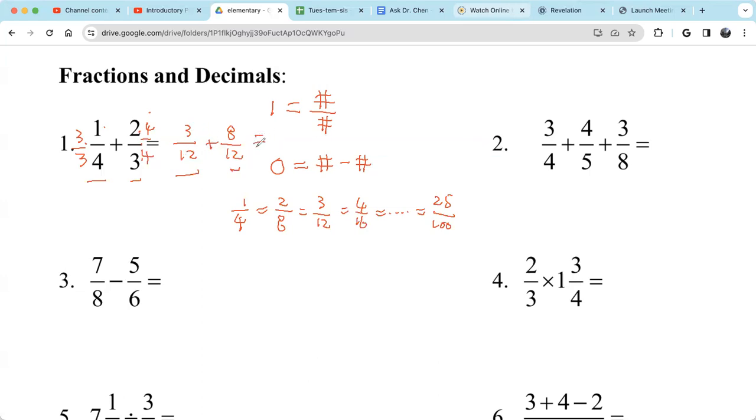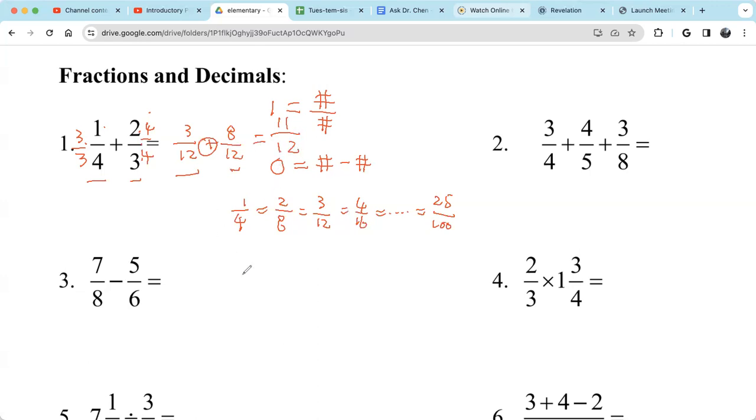3 plus 8, because once I have a common denominator, the operation is only for the numerators. So I don't change the denominator. The denominator stays 12. I don't add the denominators. Once I have a common denominator, I keep the common denominator. The operation, addition, is for the numerators. 3 plus 8, that's 11.